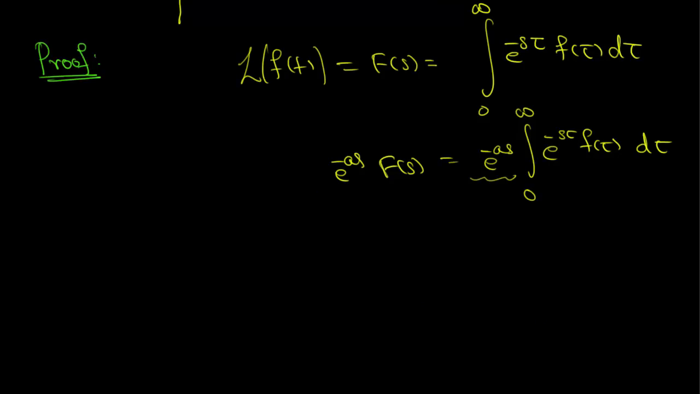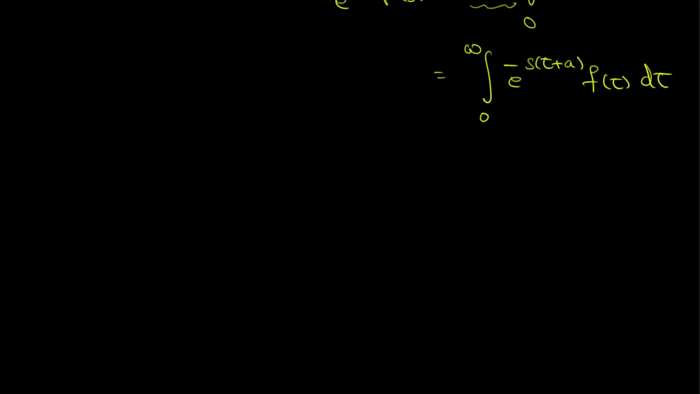Because e to the power of minus as doesn't contain any tau term, we can safely take this inside the integral and write it as 0 to infinity e to the power of minus s times (tau plus a) f(tau) d tau. Now if we substitute tau plus a is equal to t, then e to the power of minus as F(s) will be equal to the integral from a to infinity.